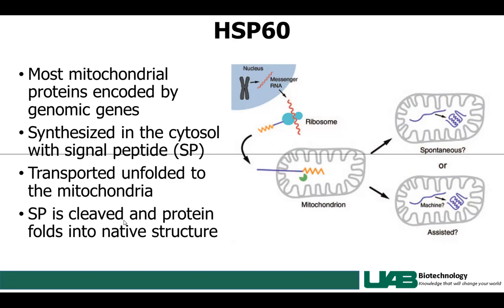The work that was done had to do with the transport of proteins to the mitochondria. You're going to learn that mitochondrial proteins that are synthesized in the cytosol have a signal peptide attached to them that destines them to the mitochondria. They are transported unfolded, and they are threaded through the outer and inner mitochondrial membrane into the matrix, and then that signal peptide is cleaved off. The question is, do they spontaneously fall into the three-dimensional structure, or is there a machinery within the mitochondria that helps them fold? In other words, do they get folded with assistance?